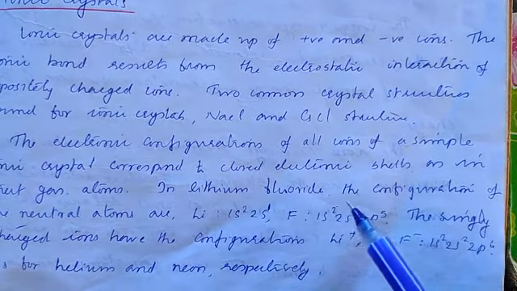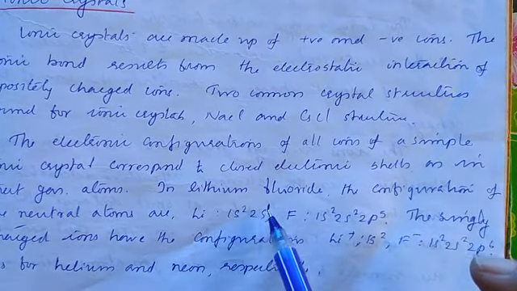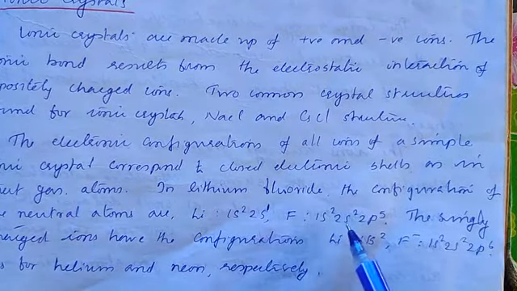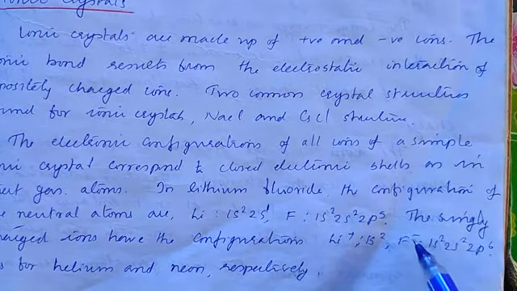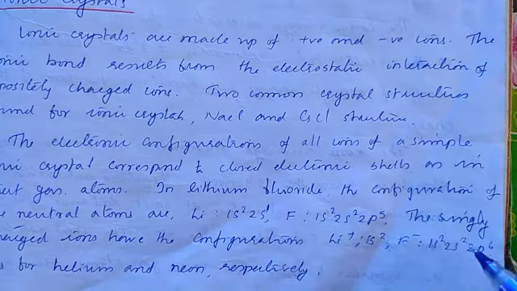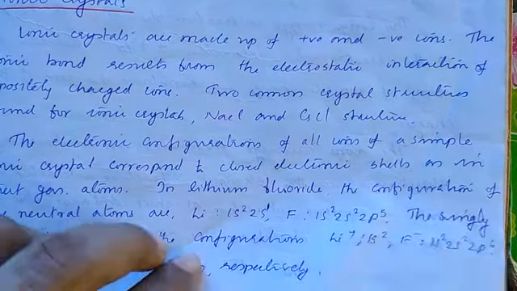In lithium fluoride, the configuration of the neutral atoms is, for lithium, 1s2 2s1, and for fluorine, 1s2 2s2 2p5. The singly charged ions have the configuration Li plus: after losing one electron from the outermost shell it becomes 1s2. F minus is formed by receiving one electron from the lithium, so the outermost shell becomes 1s2 2s2 2p6, as for helium and neon.